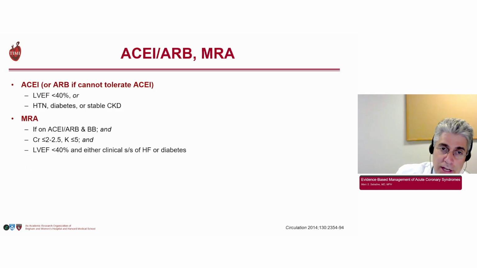A couple other final things: ACE inhibitors, ARBs, MRAs. ACE or ARB if they can't tolerate an ACE, certainly considered for patients with systolic dysfunction, or if they have hypertension, diabetes, or stable CKD.